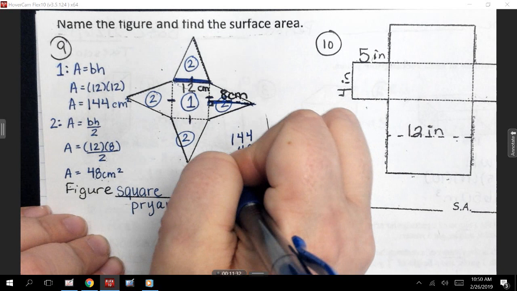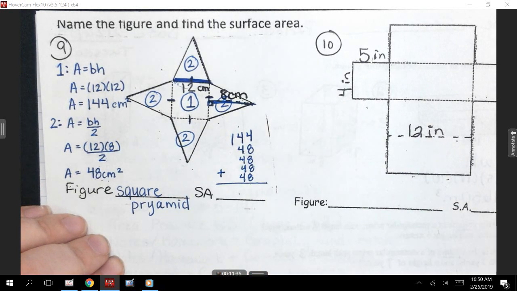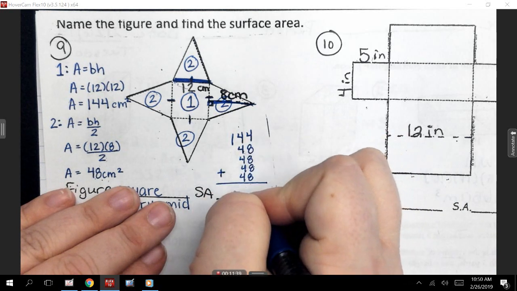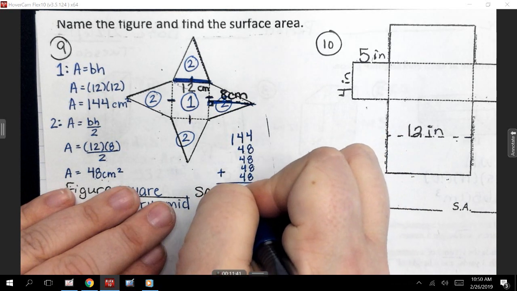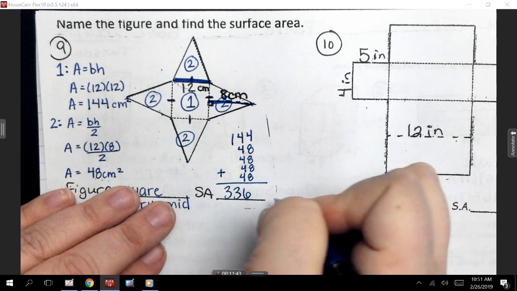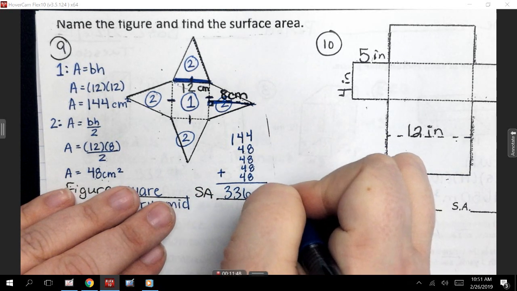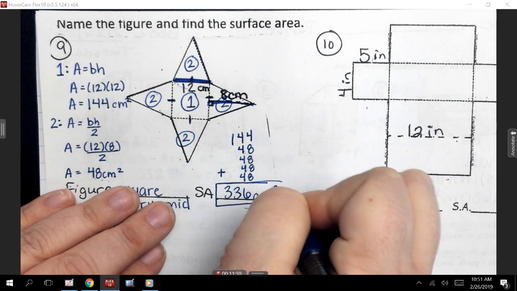Okay, so I'm going to put plus so I can add them. Using my calculator, what do I get when I add those up, Truett? 336. 336, you agree? 336 what? Centimeters squared. Centimeters squared. Excellent job. Okay?